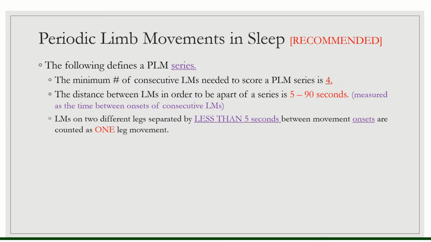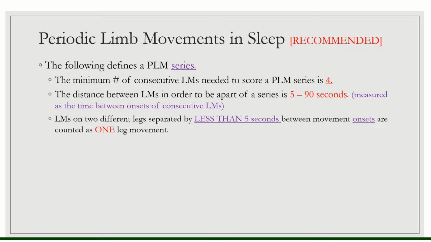All right, so the following defines a periodic limb movement series. Now, we already went over what an individual periodic limb movement is, and we also went over how the doctor would diagnose periodic limb movement disorder, when the PLM index is greater than 15 for adults, or greater than 5 for children. So now we're going to tell how to have a periodic limb movement series.